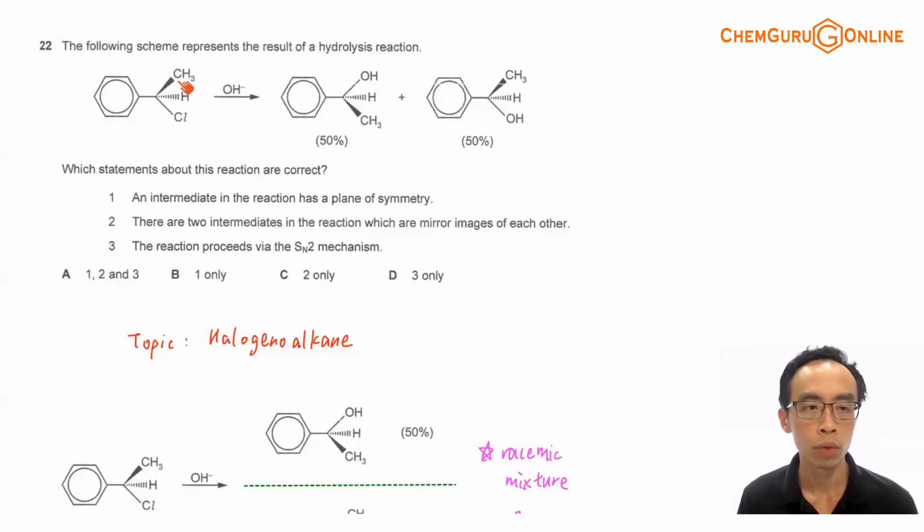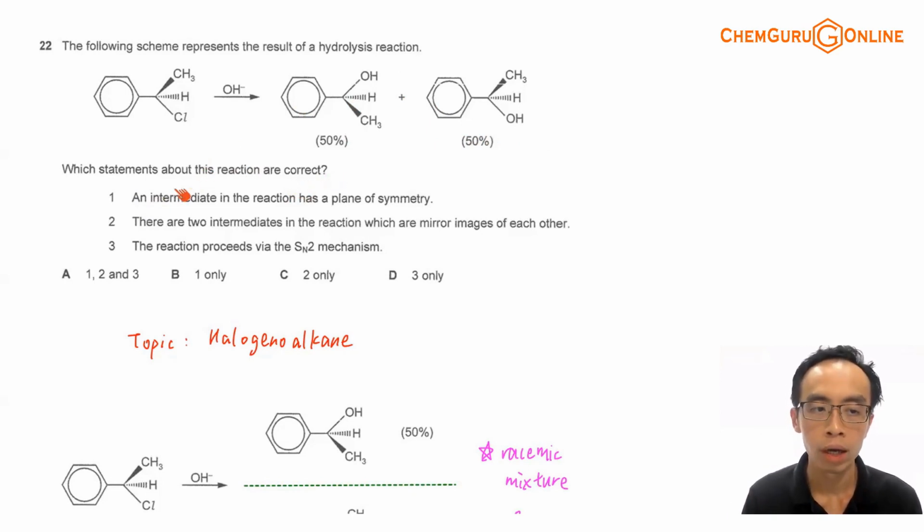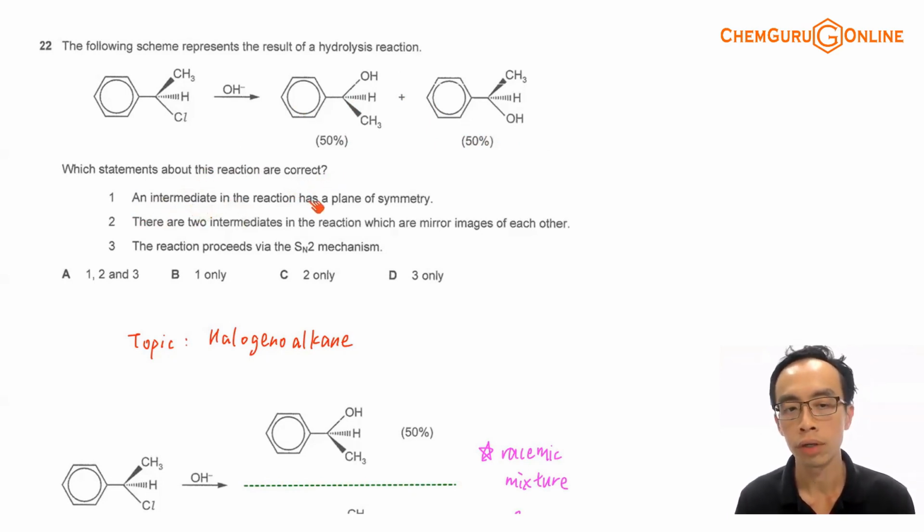Now, question 22, the following scheme represents the result of a hydrolysis reaction. We have this chloro compound reacting with OH minus. I get 50% of this guy and 50% of the other guy. Which statements about this reaction are correct? Number 1, intermediate in the reaction has a plane of symmetry. Number 2, there are 2 intermediates in the reaction which are mirror images of each other. Number 3, reaction proceeds via SN2 mechanism. So we want to see which of these statements is correct.